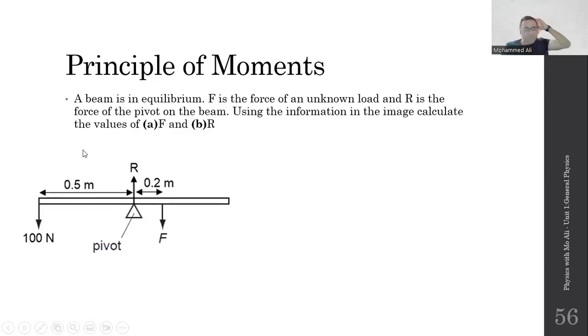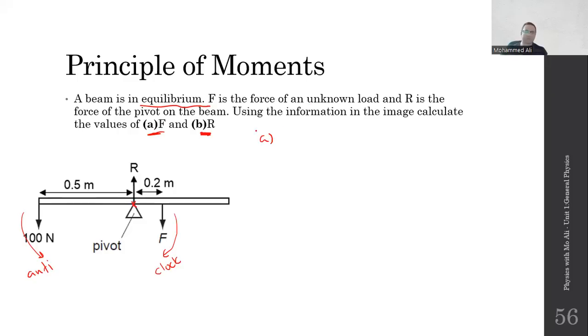Let's use moments to solve this example. In this question, he says the beam is in equilibrium, which means the clockwise moment equals anti-clockwise moment. And we're going to use both rules, by the way. F is the force of an unknown load. R is the force of the pivot on the beam. Using the information, calculate F and calculate R. Well, to calculate F, I'm going to need moments, because here, F is applying a clockwise moment, and the 100 is applying an anti-clockwise moment. R has no moment because it's passing through the pivot. If a force is acting through the pivot, it has 0 moment, please.